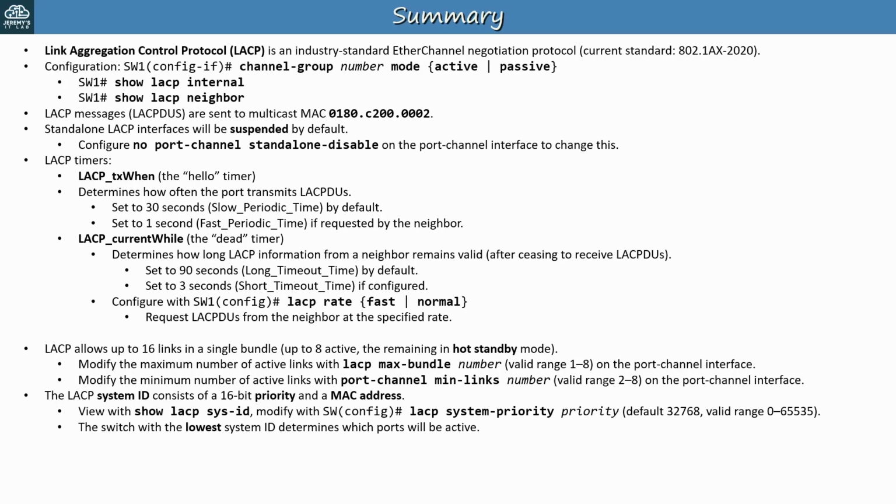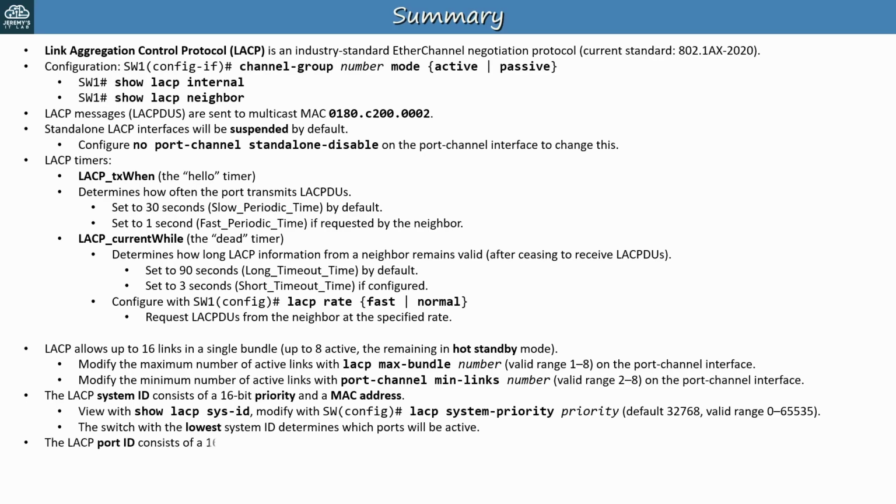I said this before, but keep in mind that each switch independently defines its maximum and minimum links. If one switch sets a maximum of 6, but the other sets a maximum of 4, there will only be 4 active links. Then, the switch with the lowest system ID decides which 4 links will be active. And how does it decide?